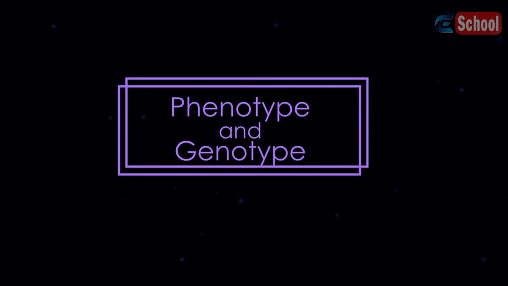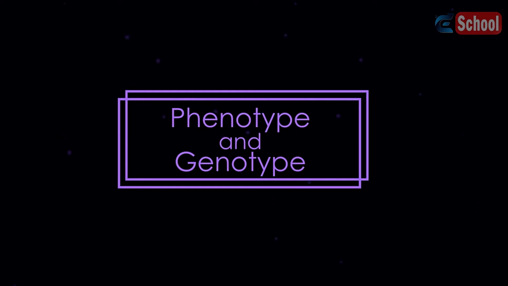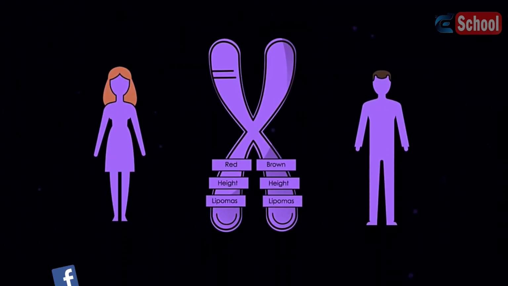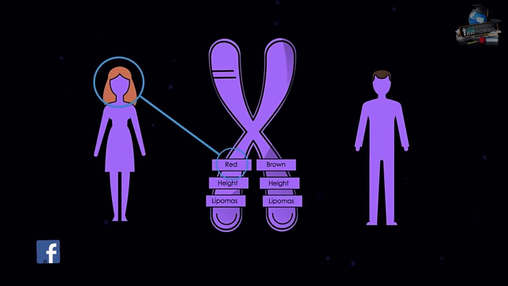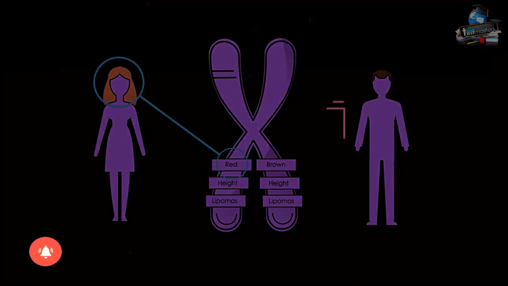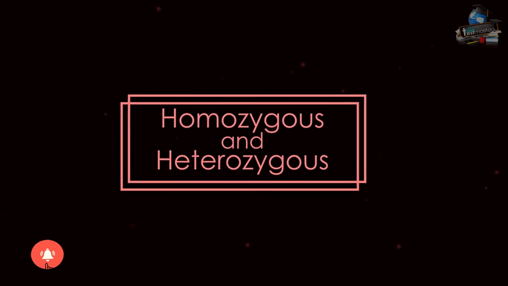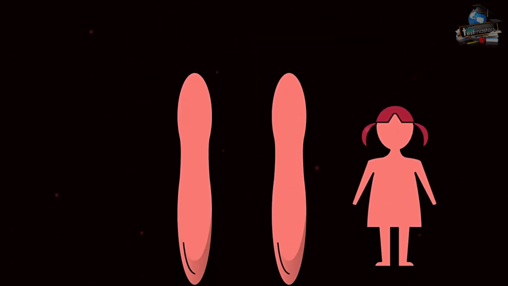The phenotype is the outward appearance or characteristics of the organism depending upon genes. So the phenotype for the red hair gene is actually having red hair. The genotype is the set of genes in our DNA which are responsible for the phenotype. Alternative forms of a given gene are called alleles.